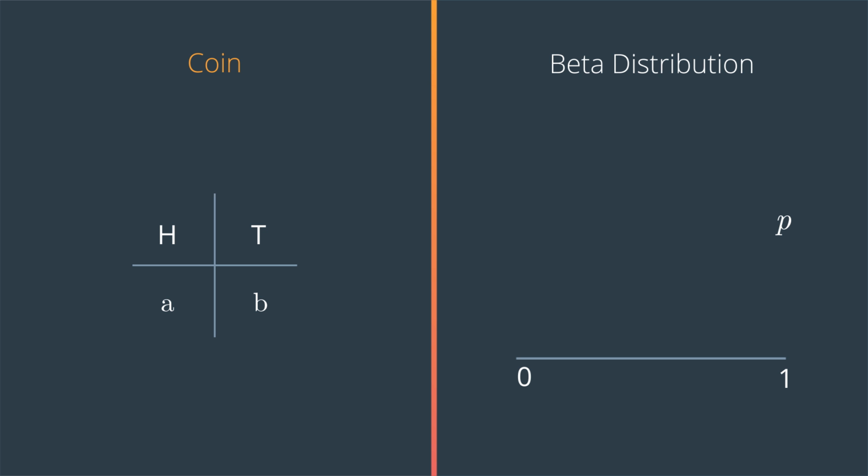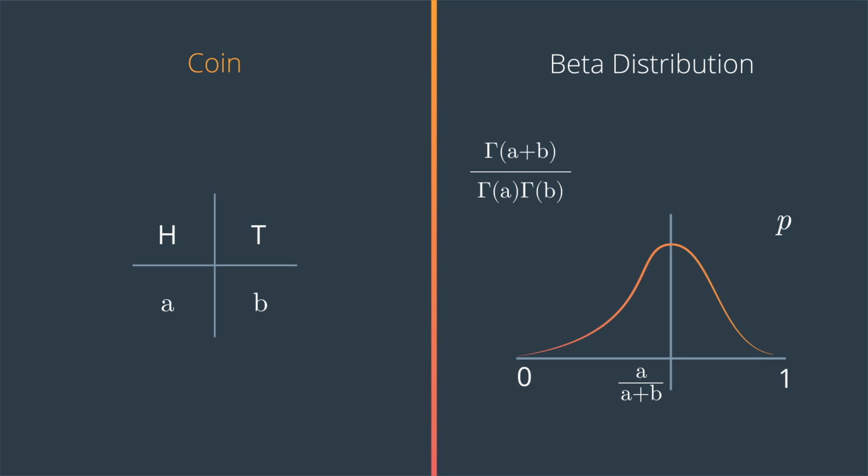If we get heads A times and tails B times, the graph looks like this, with a peak at A over A plus B. The formula is this: gamma of A plus B divided by gamma of A times gamma of B, times x to the A minus 1 times y to the B minus 1.